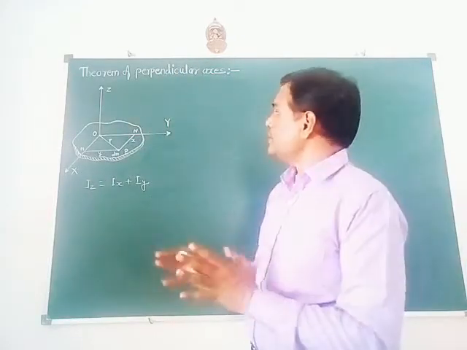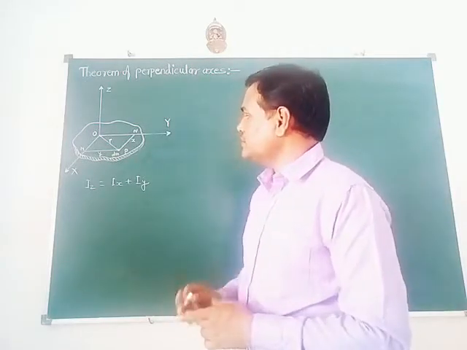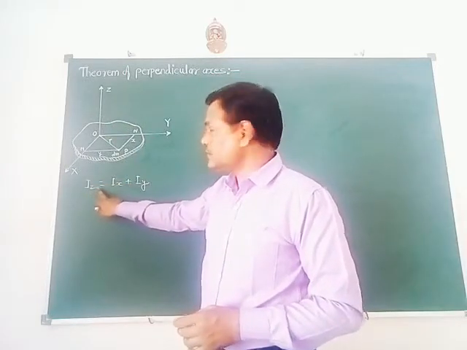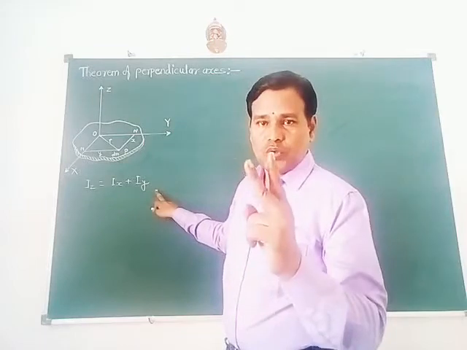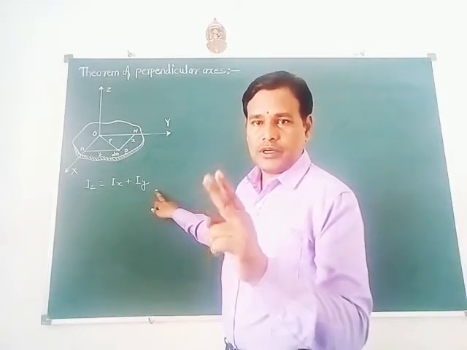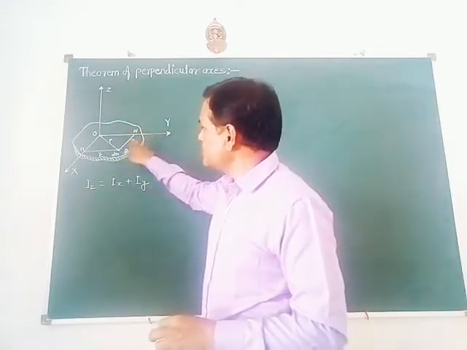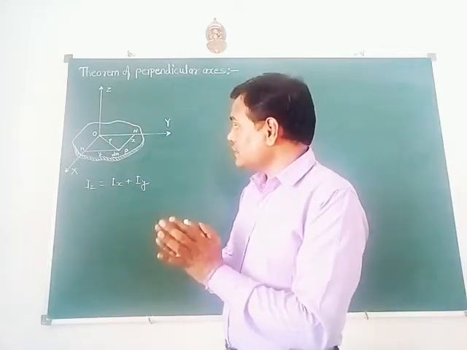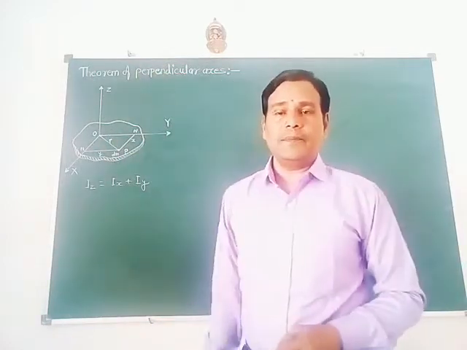So statement of theorem of perpendicular axis or principle of perpendicular axis, that moment of inertia of plane lamina about any axis is equal to sum of its moment of inertia about two mutually perpendicular axes in the plane of lamina, and the two perpendicular axes are intersecting at a point where the perpendicular axis cuts the lamina.